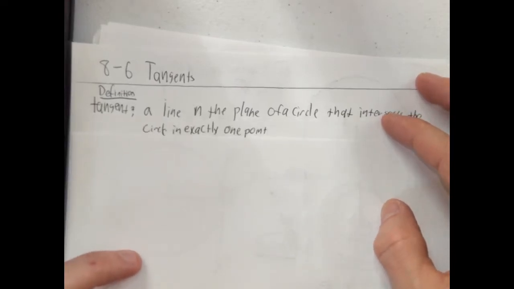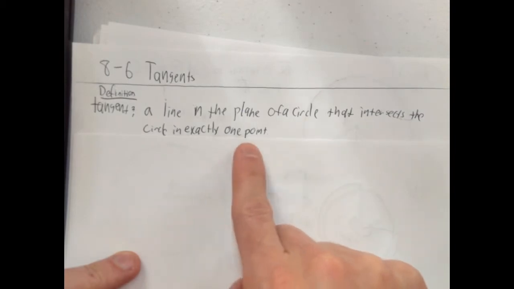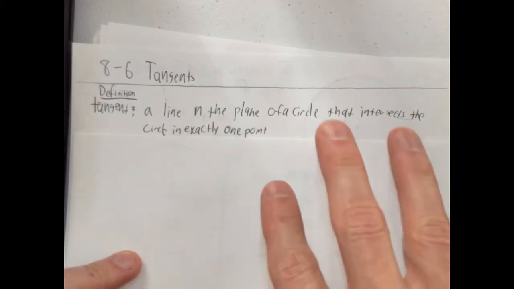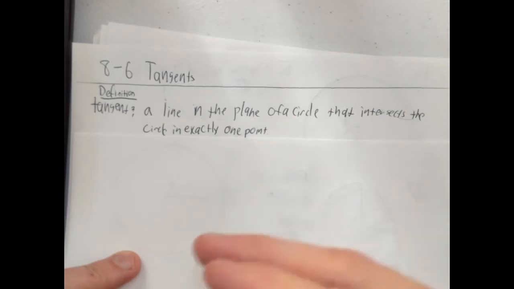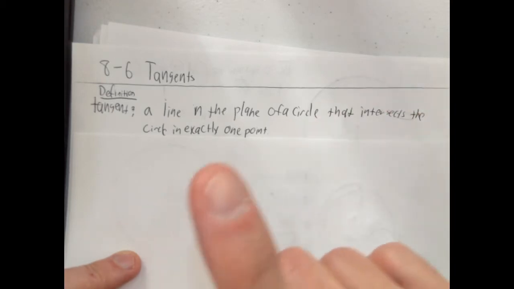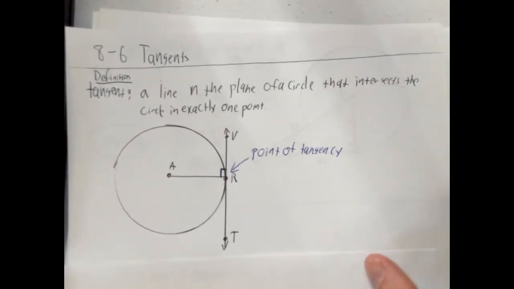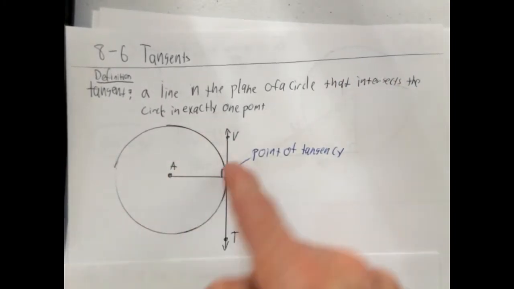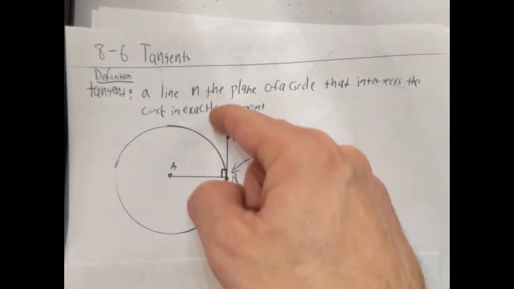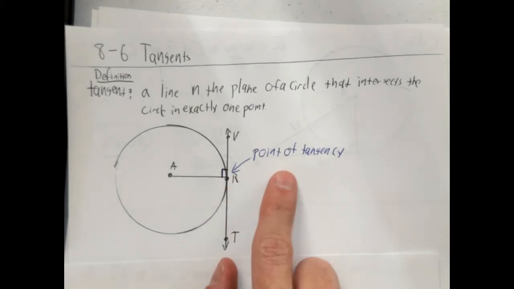The definition of a tangent is a line in the plane of a circle that intersects a circle at exactly one point. And if you'll remember, if two figures or objects are in the same plane, we call that coplanar. So the line and the circle have to be coplanar, and the circle is intersected by the line or line segment at a single solitary point, as shown here. In this case we have circle A, right? The tangent in this case would be VT, and the point at which they intersect is R, which is actually called the point of tangency.